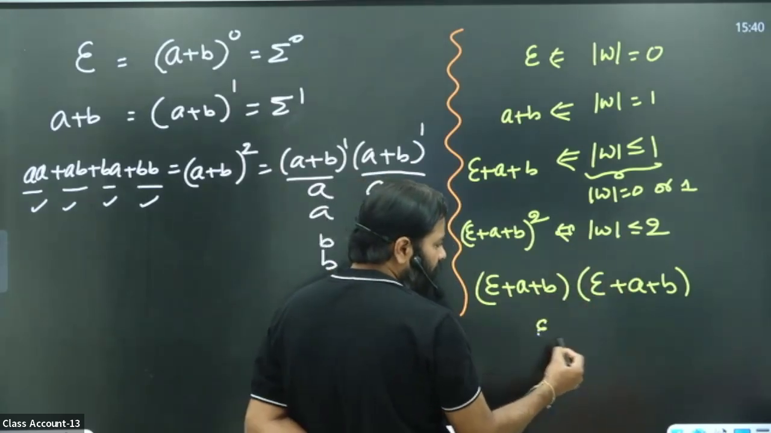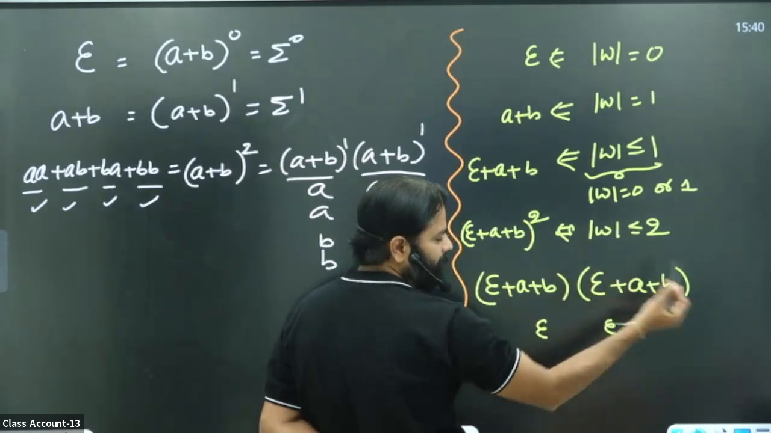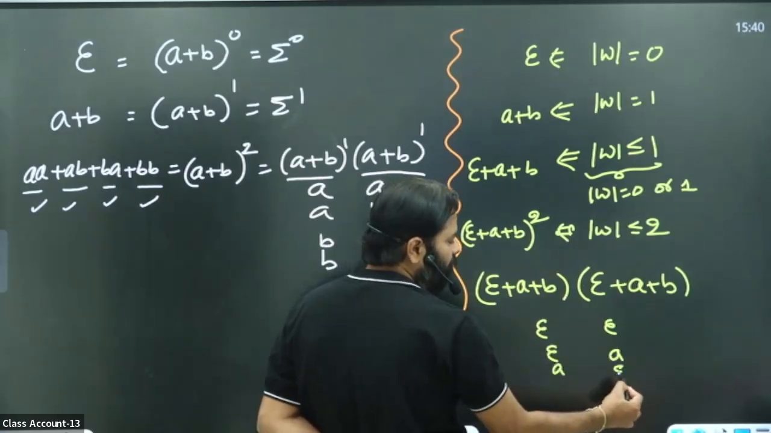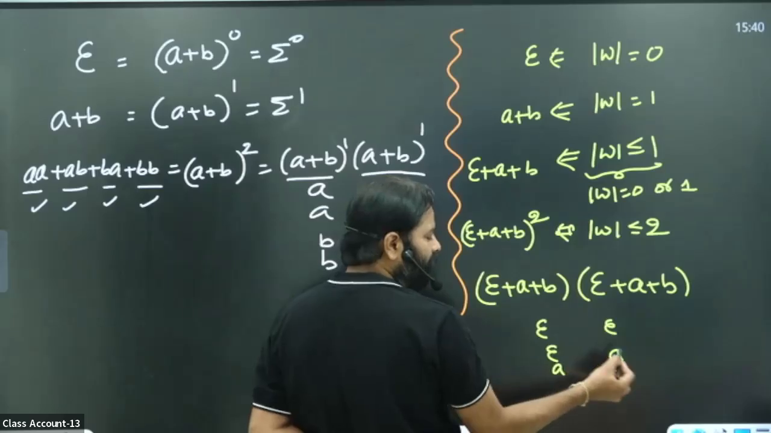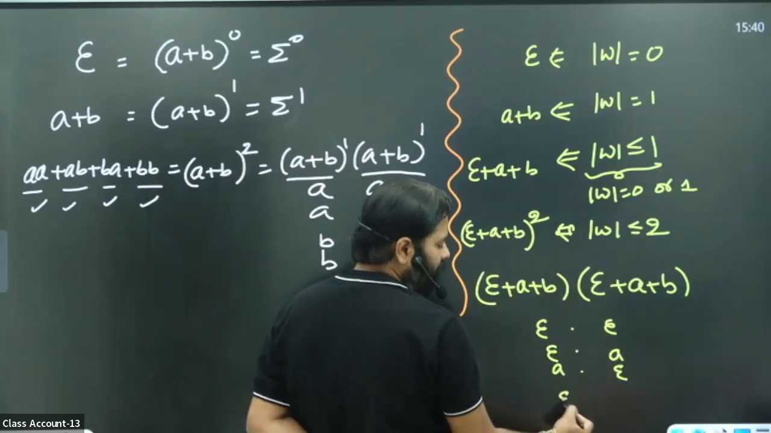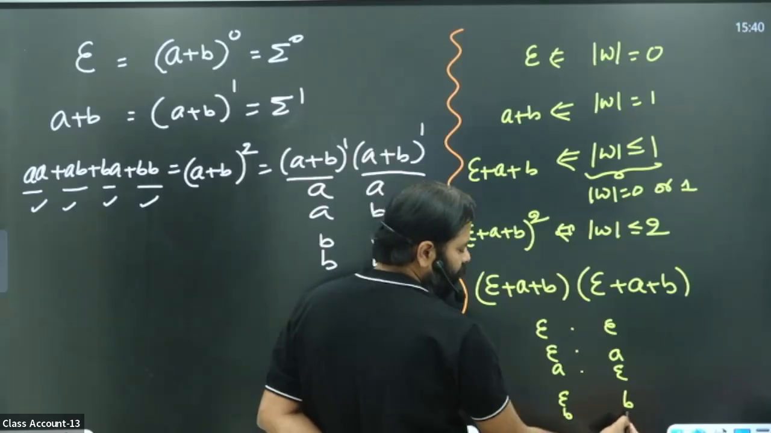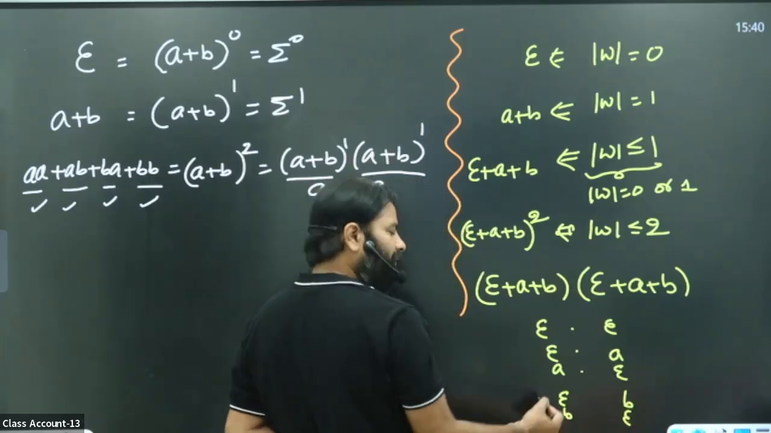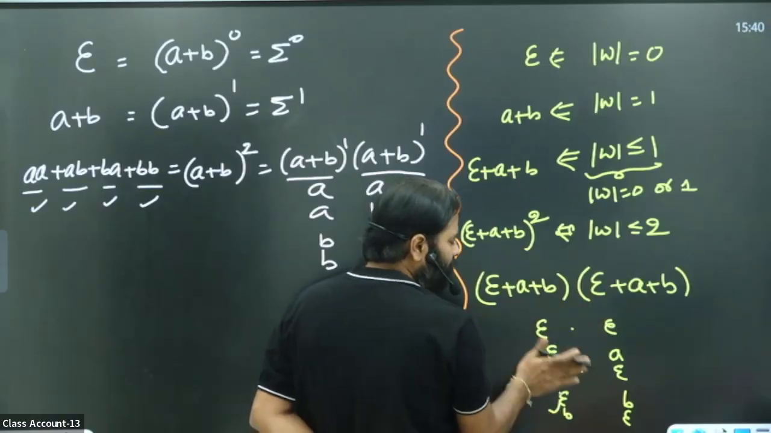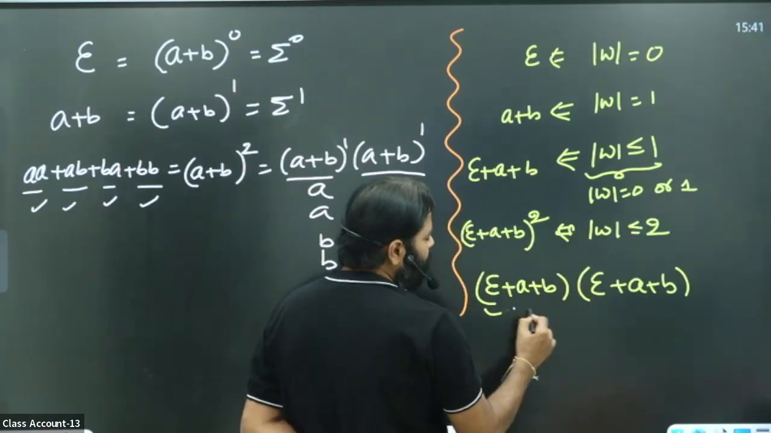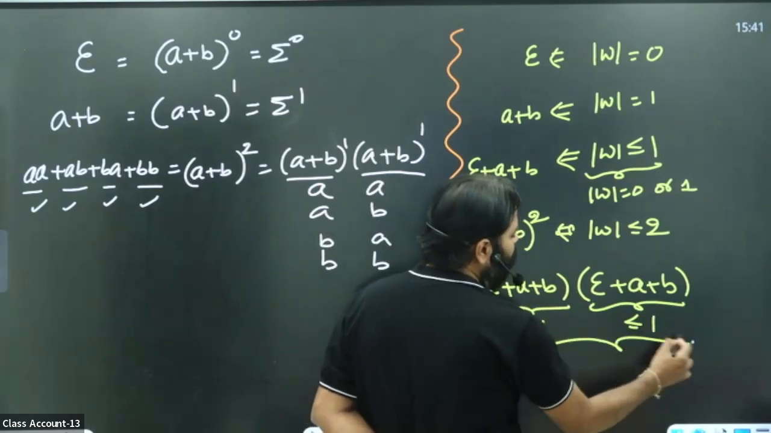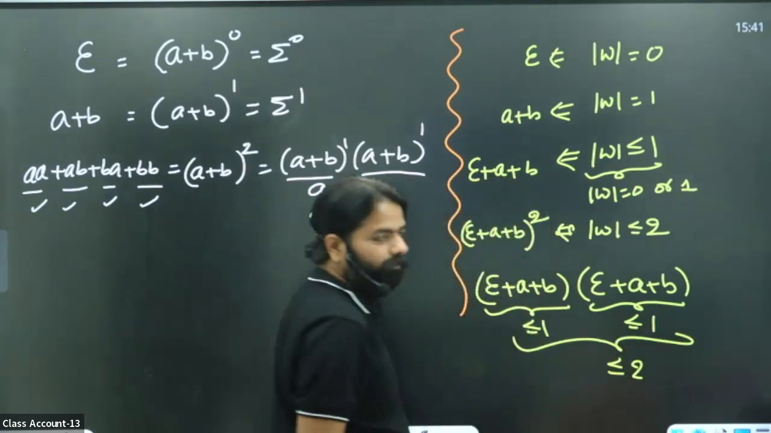How? See, epsilon, epsilon. The result is epsilon. Epsilon A or A epsilon will get the same, right? Both are giving A only. And similarly, epsilon B, you can also write B epsilon. We'll get B only. Okay, other choices AA, AB, BA, BB. So overall, this is maximum 1 length, and this is the maximum 1 length. Overall it will give you maximum 2 length only. Correct?